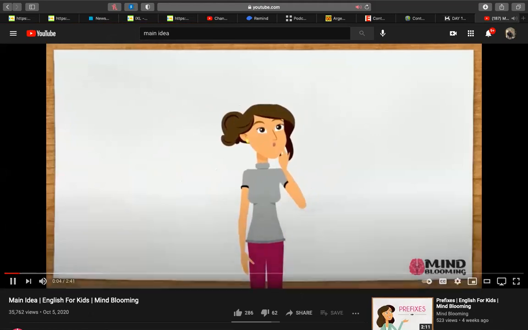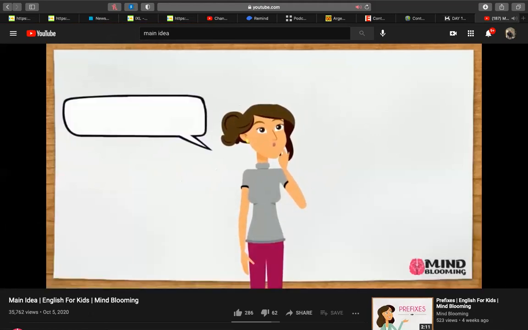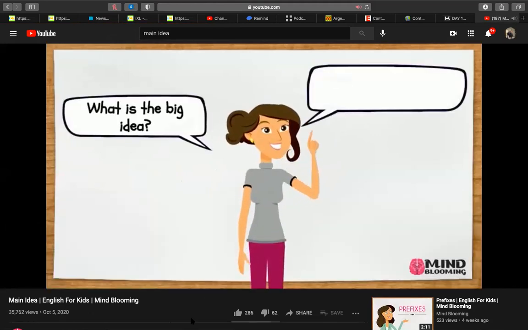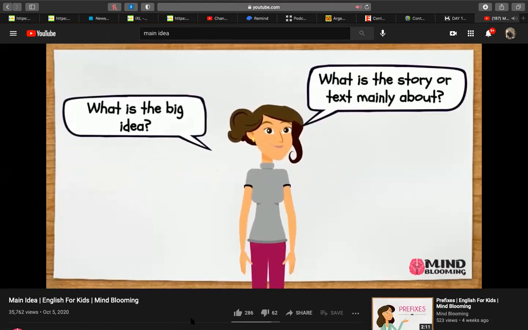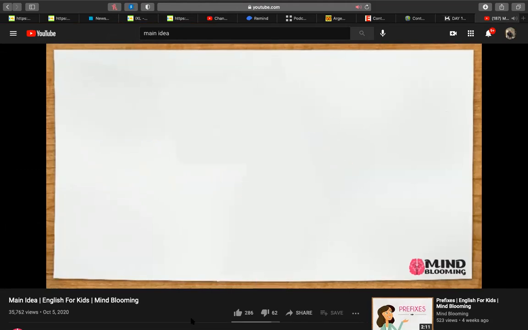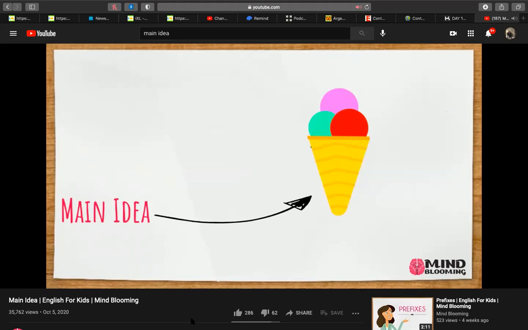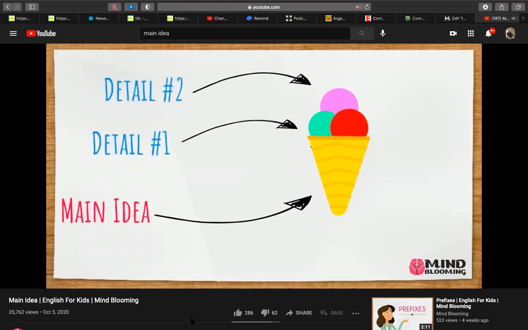When I read a story or a text, I ask myself, what is the big idea? What is the story or text mainly about? Let's look at a story as if it was an ice cream cone. The cone at the bottom will be the main idea because it is the main part of the ice cream cone. The scoops on top will be the details in the story. Just like any ice cream cone can have more than one scoop of ice cream, a story can have more than one detail.